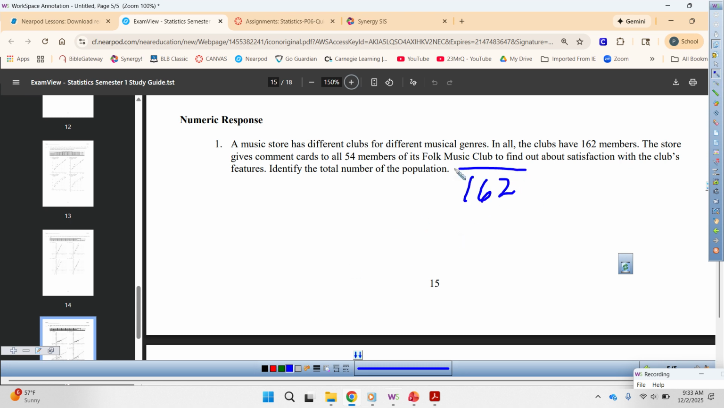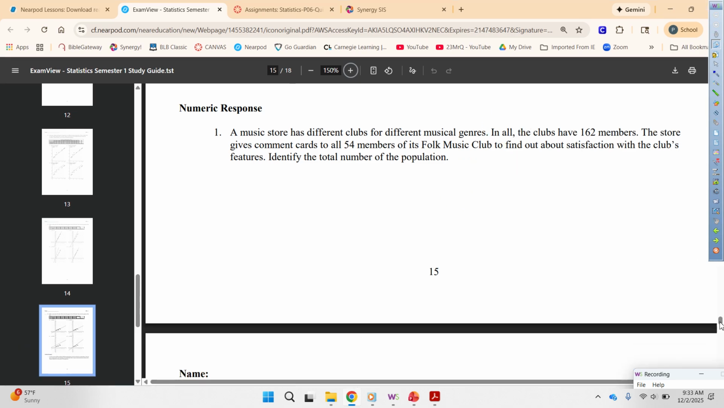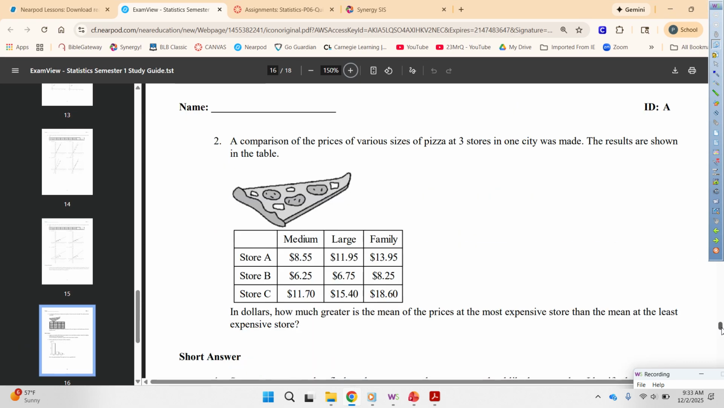Correct answer, 162. Tell your neighbor why. And because it says what? In all. That's what's going to give us the total. You're like, that's it? Yes, that's it. Go to the next one.